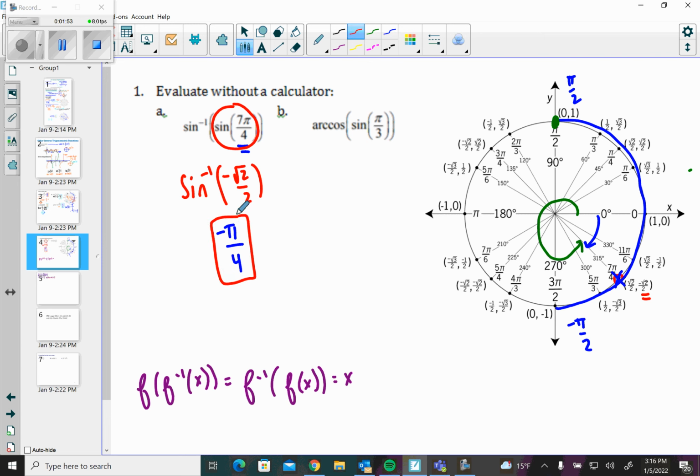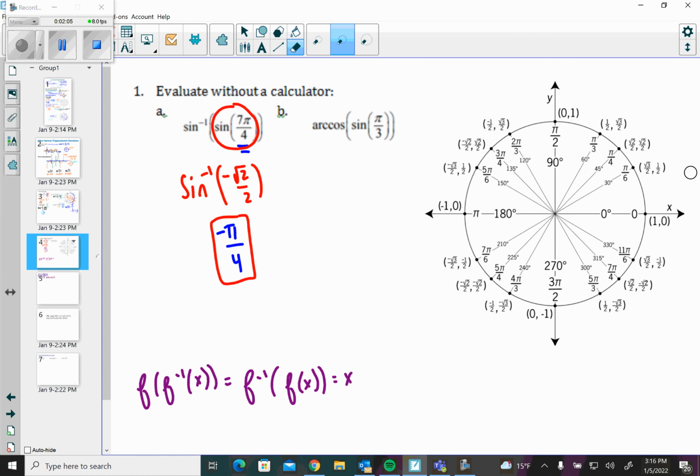Take a moment, if you want, pause the video to try and evaluate the second on your own. Otherwise, you can listen to me explain it. I am going to first, really briefly, erase the work for that last one. So our next problem is inverse cosine of sine of pi over 3.